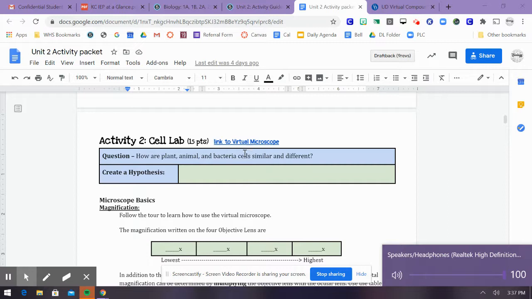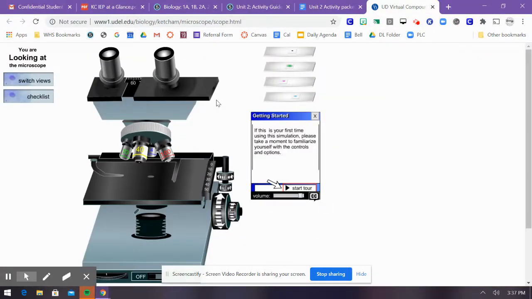So first thing you're going to do is get access to this link to the virtual microscope. When you click on this link, this should pop up. If you're having issues logging into this website, you may need to unblock Adobe Flash, and I've already posted a video on how to do that on the Monday the 24th agenda. So go back to that agenda if you're still having issues, and that's where you will find the information.